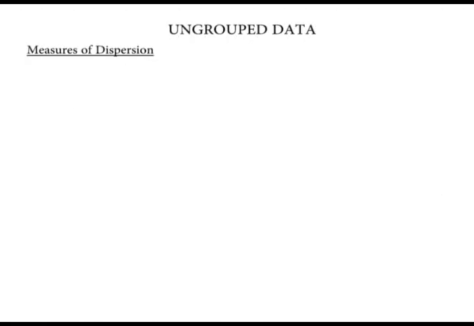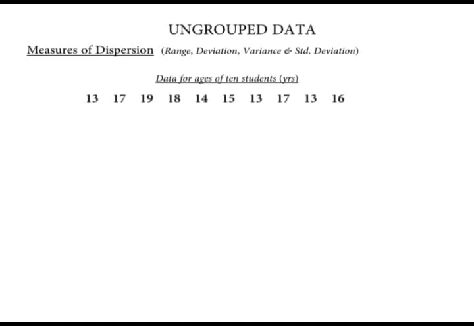So that now we move to measures of dispersion. Now, dispersion is a measure of how the distribution of data is spread out. It's another way of analyzing data. Measures of dispersion include range, deviations, variance, and standard deviation. Let's see the measures of dispersion for an ungrouped data. These were the ages of students in a class.